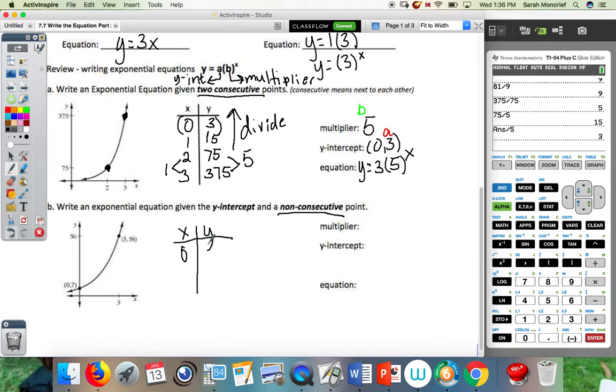So we got 0 and 7, and what's my other point? Oh, that's so gross to read. Let me fix that for you guys. So x and y. So we know we have 0, 7, and we have 3 and 56.